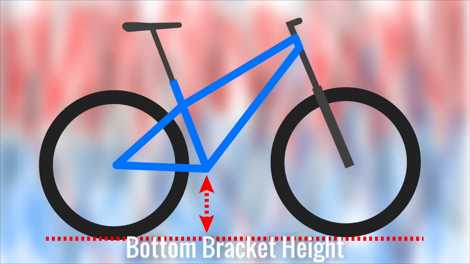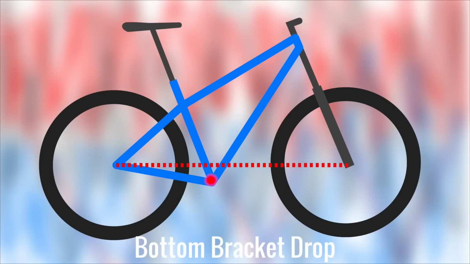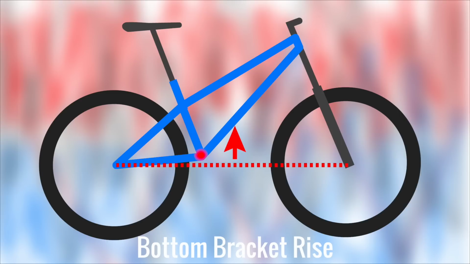The bottom bracket height affects how stable a bike feels. A lower bottom bracket allows for better cornering, but increases the chances of clipping a pedal on the ground. Another related measurement is the bottom bracket drop and the bottom bracket rise. When the bottom bracket is located below the wheel axles, this is referred to as bottom bracket drop. If the bottom bracket is located above the wheel axles, this is referred to as bottom bracket rise.